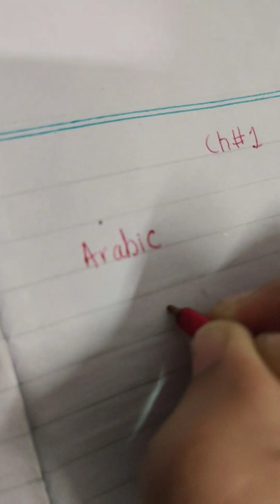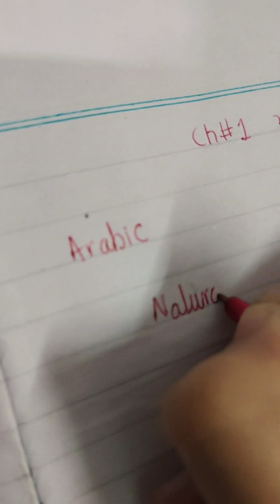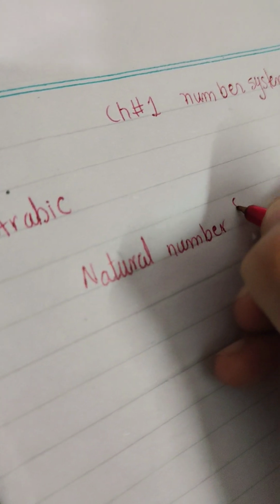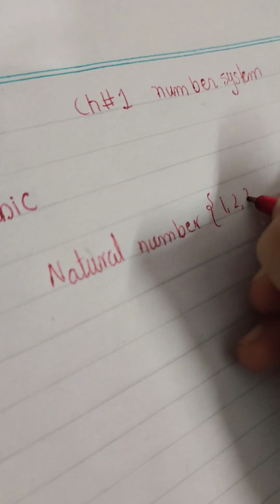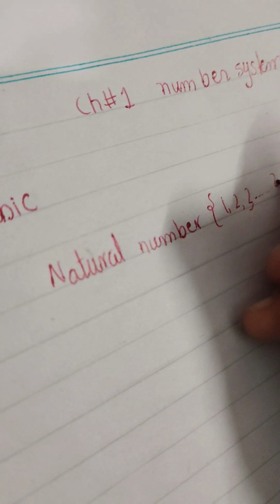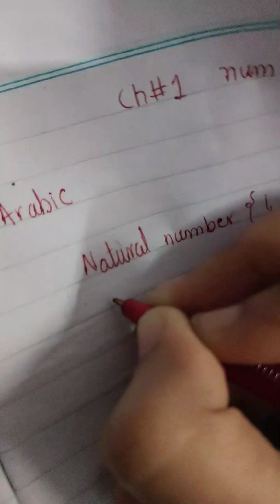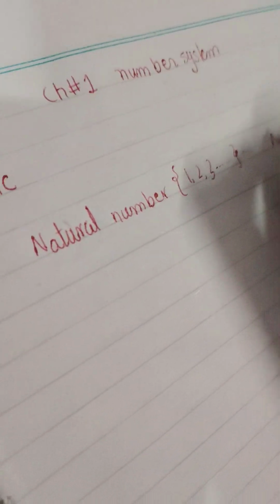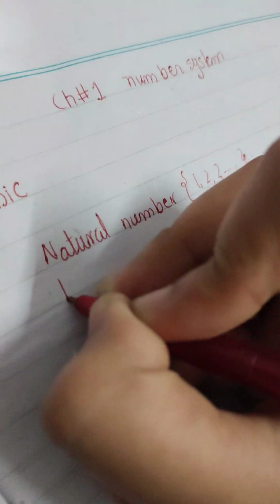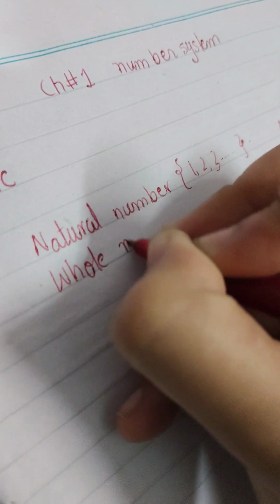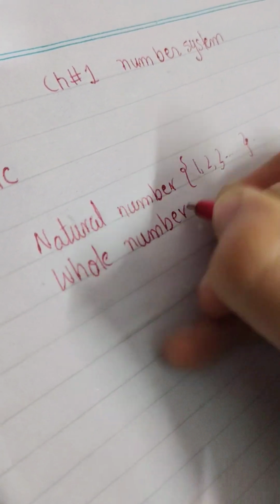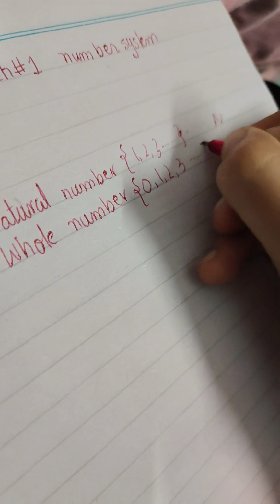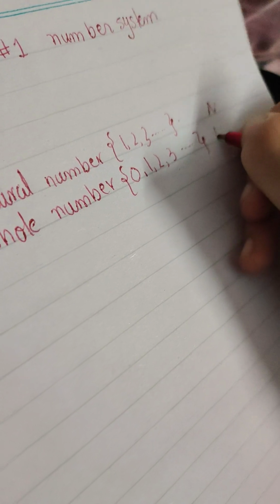Let's talk about natural number first. Natural numbers start from 1, 2, 3 and so on, and they are denoted by N. Now we have another category, that is whole number. Whole numbers start from 0, 1, 2, 3 and so on, and these are denoted by W.